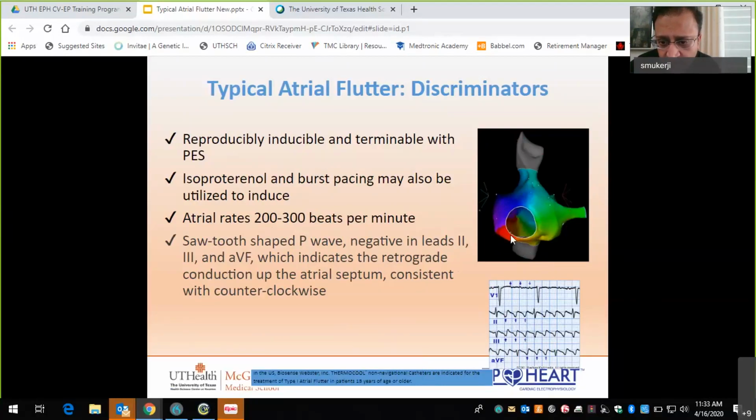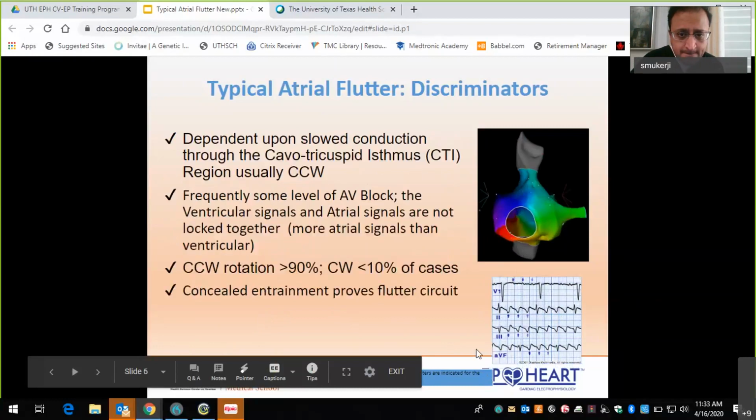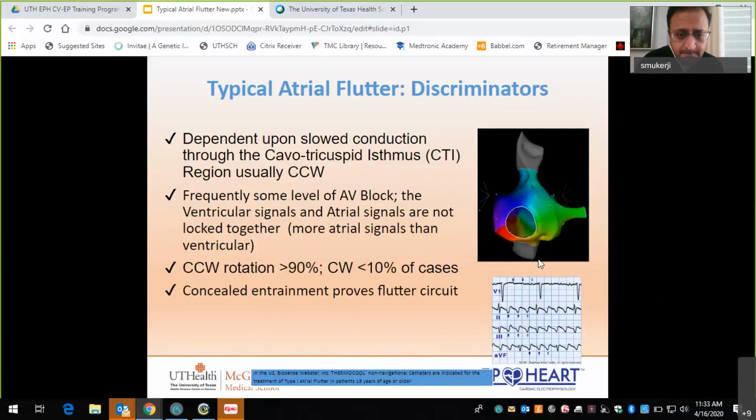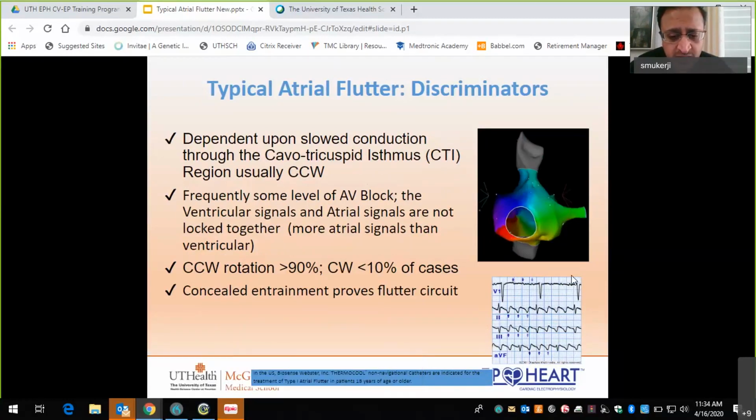Counterclockwise. So the vectors are all directed towards the inferior leads, and that is why we get such a deep negative wave. And that gives us a better idea. This is prototypical for CTI dependent flutter. So like I said, a counterclockwise mechanism is almost always what we see.